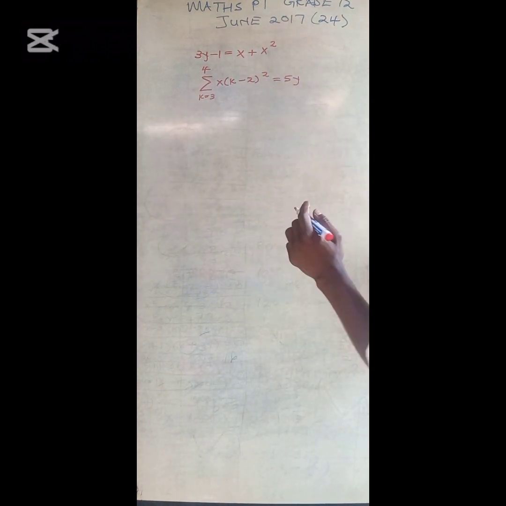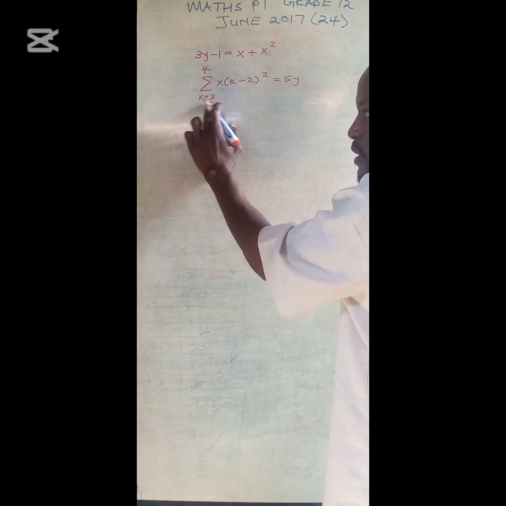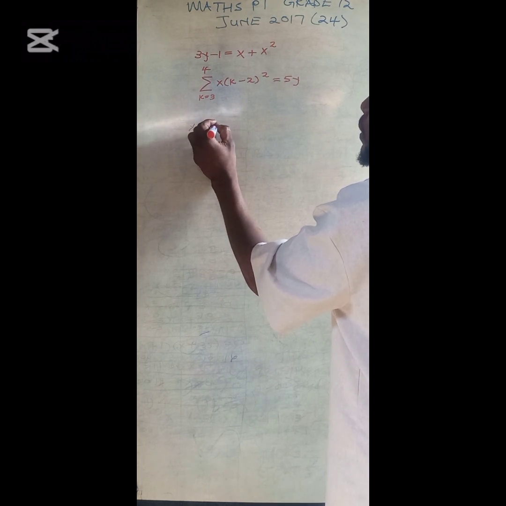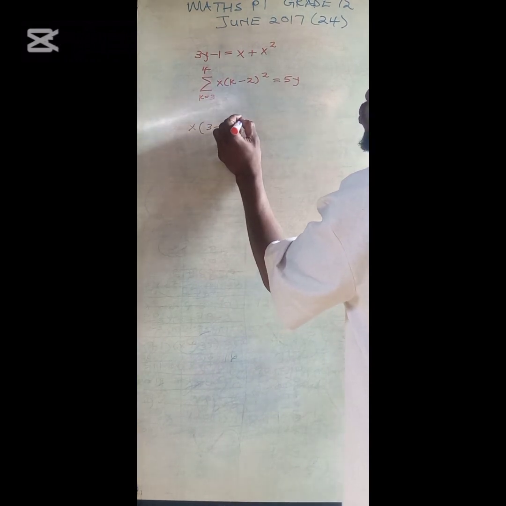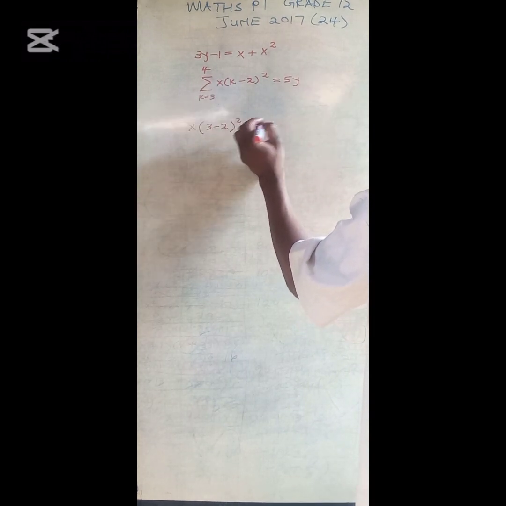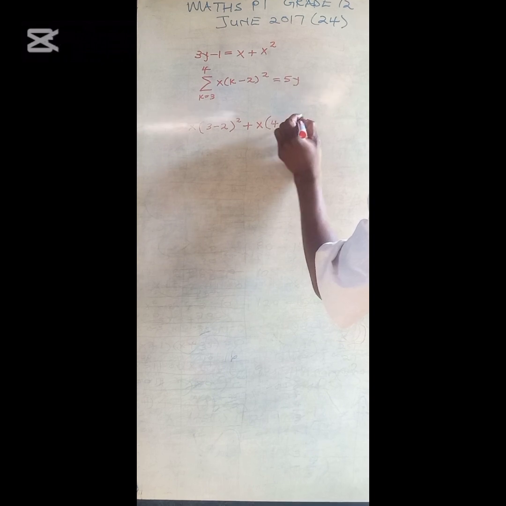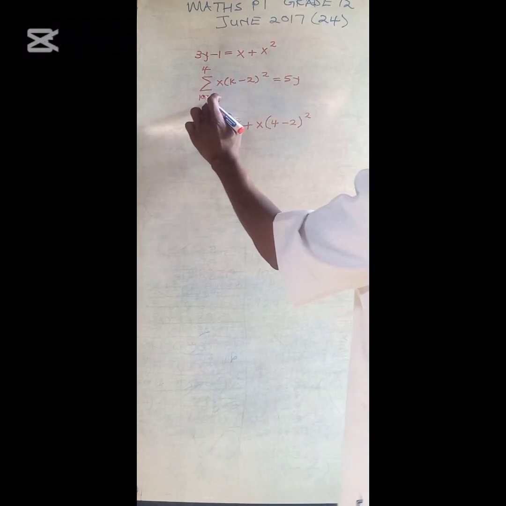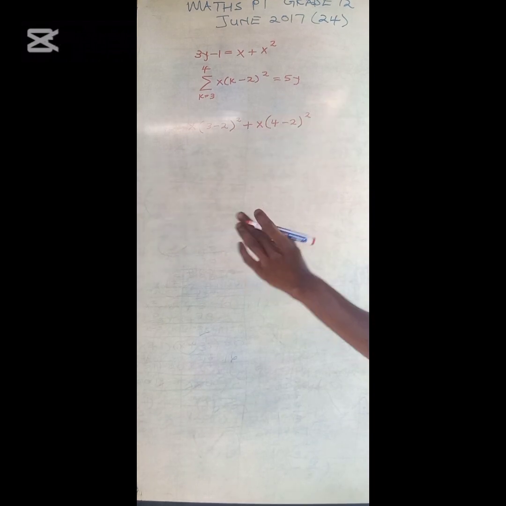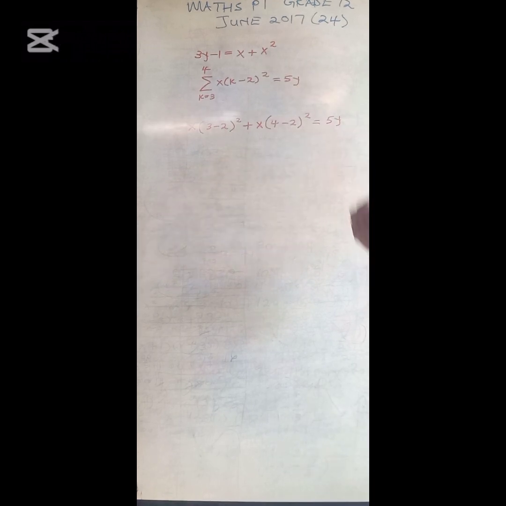So we go to the equation and we substitute. This is where it starts. We substitute k as 3, so we'll have x times (3 minus 2) all squared. The sum means we are adding, and then we substitute the next term after term 3, term 4, all squared. We started from term 3 and end at term 4, so it's only the sum of two terms, and the sum of those two terms is equal to 5y.